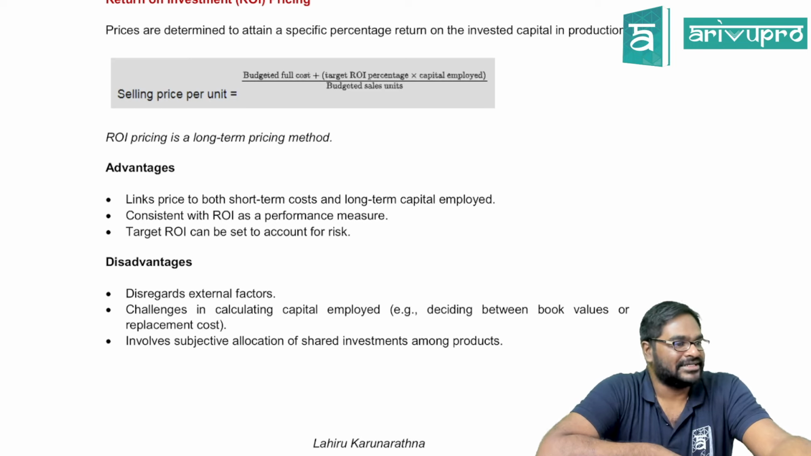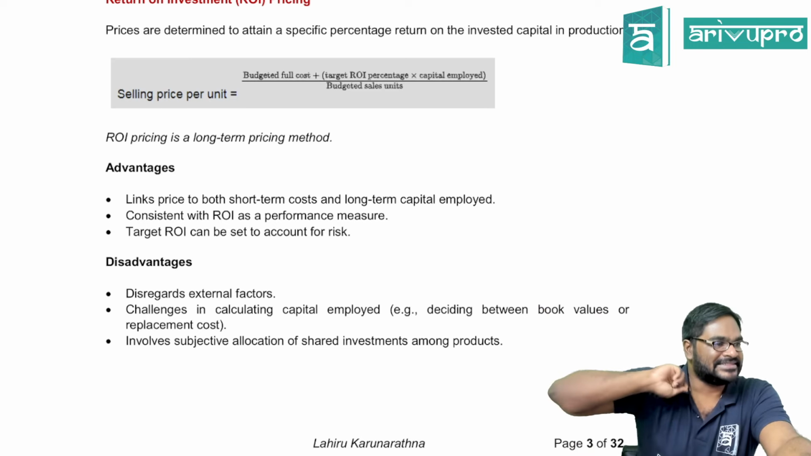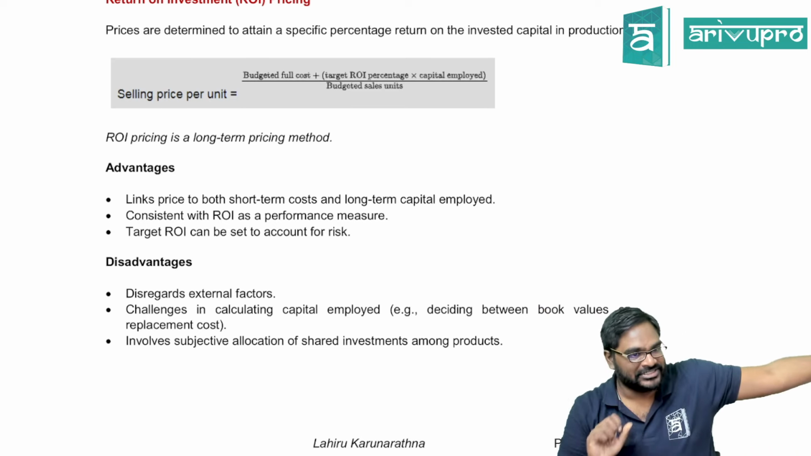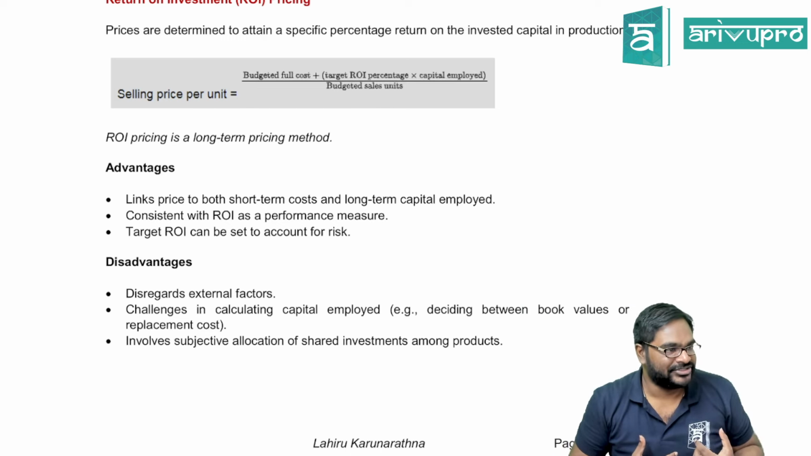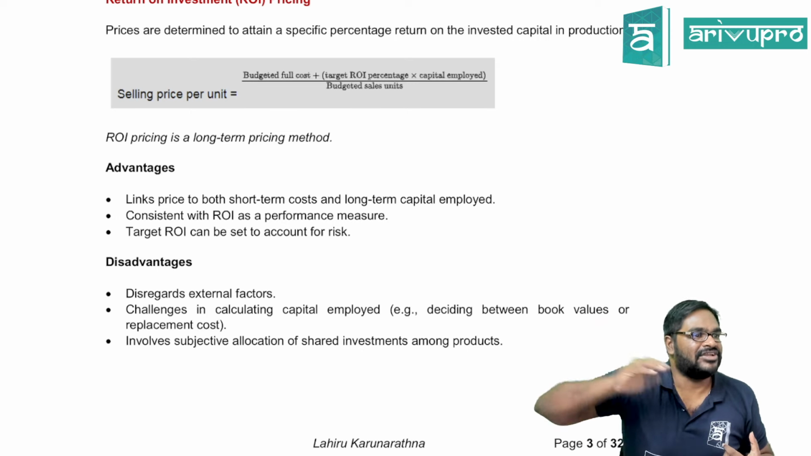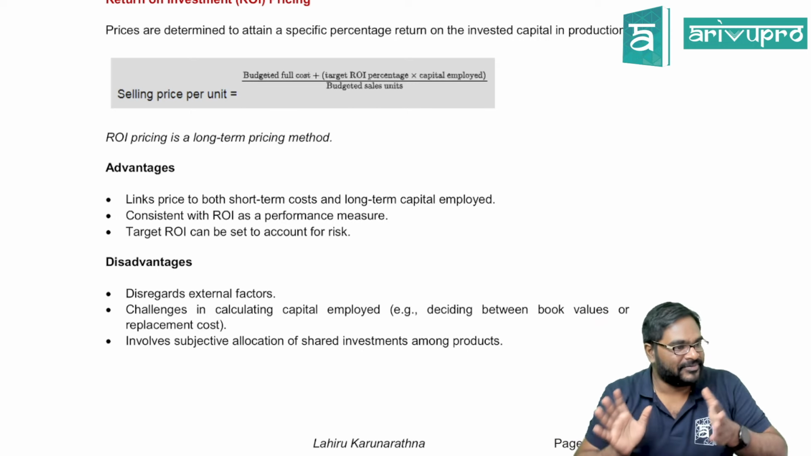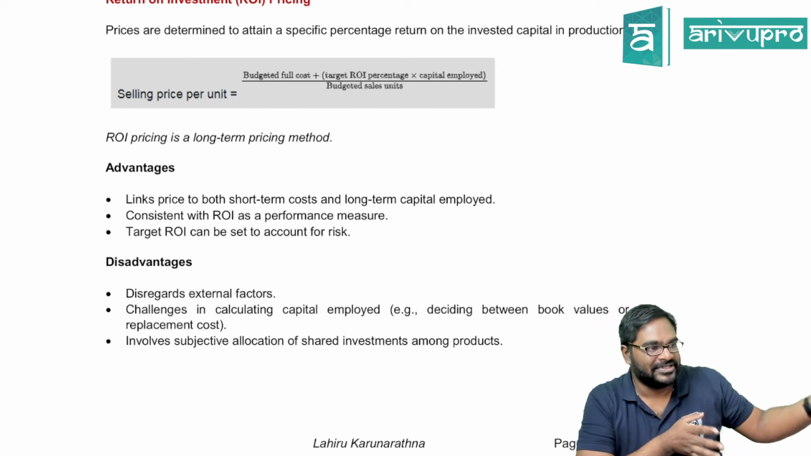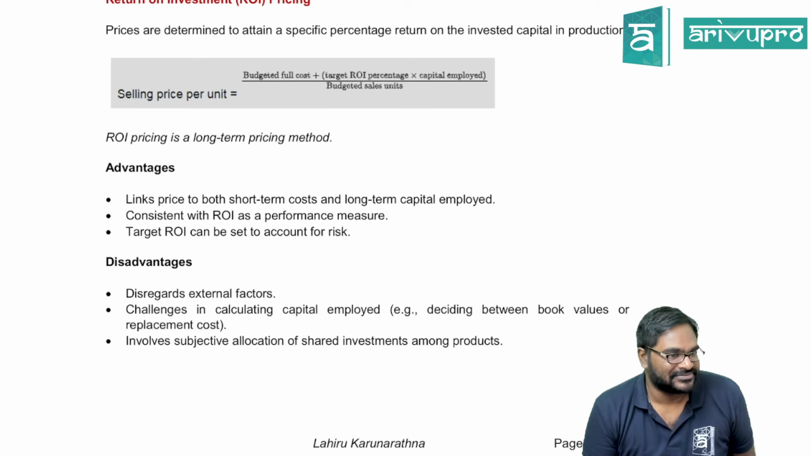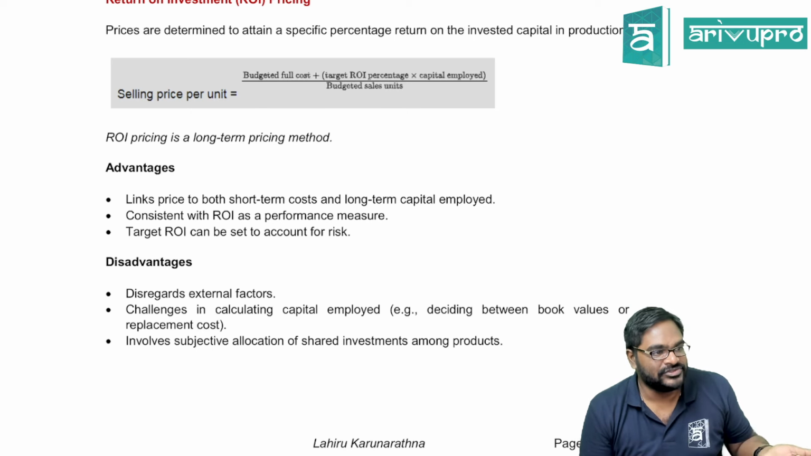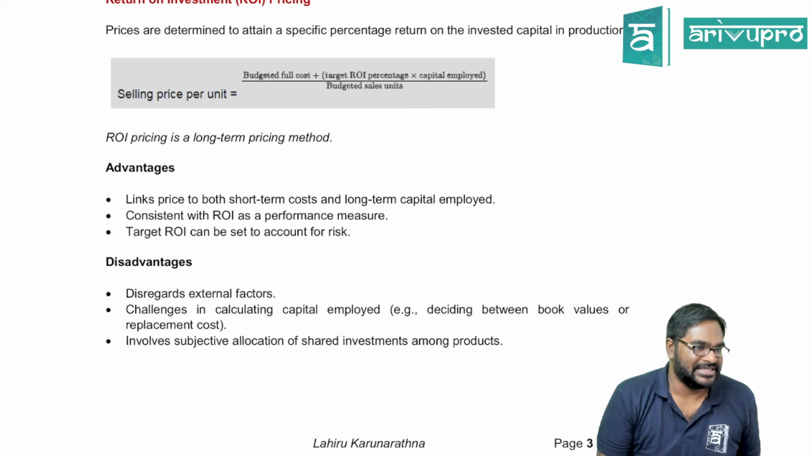ROI again is a long-term one because it's coming from the investors. So investors will be having long-term goals, right? So the percentage of return they are expecting is a long-term percentage. So ROI itself is a long-term one. So that means the pricing will also automatically become a long-term pricing method. Thus, we are using the full cost. As soon as we use full cost, automatically it becomes a long-term oriented pricing mechanism.